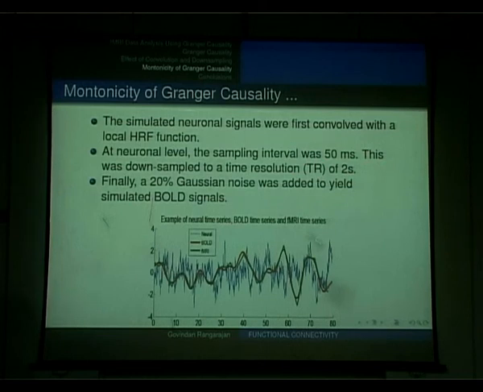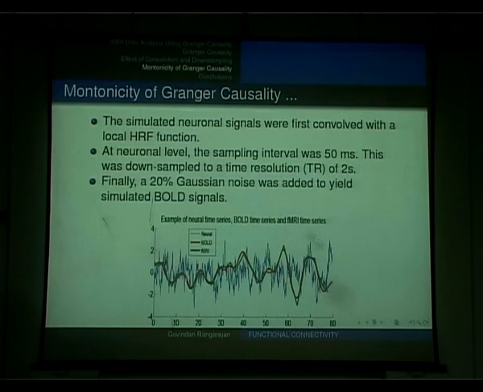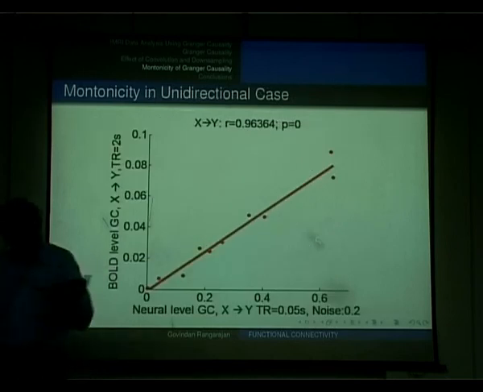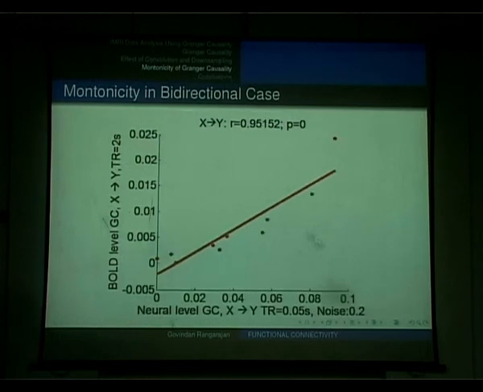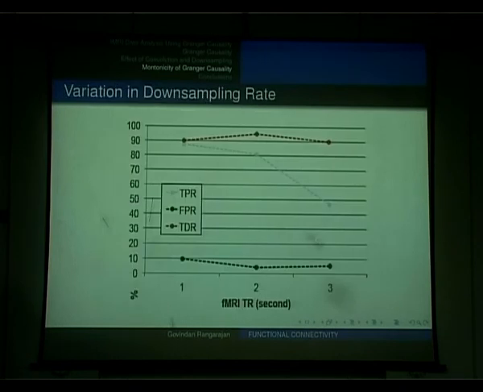So this is essentially, the blue is the original neuronal signal, and the green is the final fMRI after adding noise and all that, measurement noise and so on. Now if you look at the monotonicity between the Granger causality at the neuronal level and at the fMRI level, you still get the monotonicity between the two. This is the bidirectional case, and you can look at various measures of how these things do.